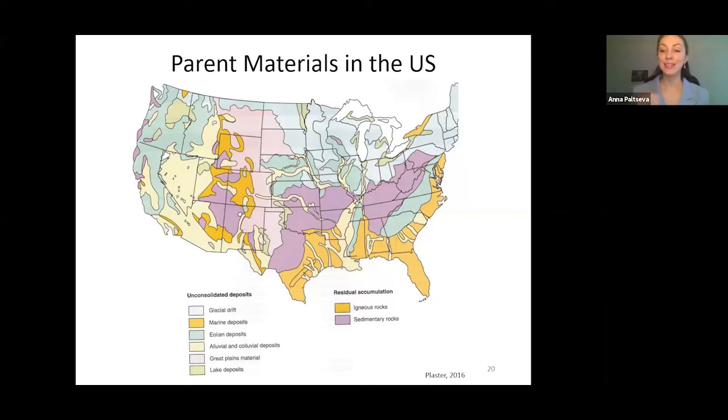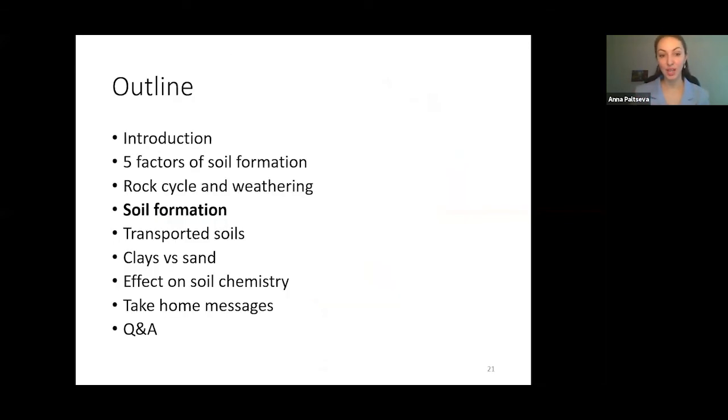And this is why soils in those locations are also very different, right? Because of the inherent properties of the soil. If you have parent material that is quite different and diverse, we will also have diverse soils.